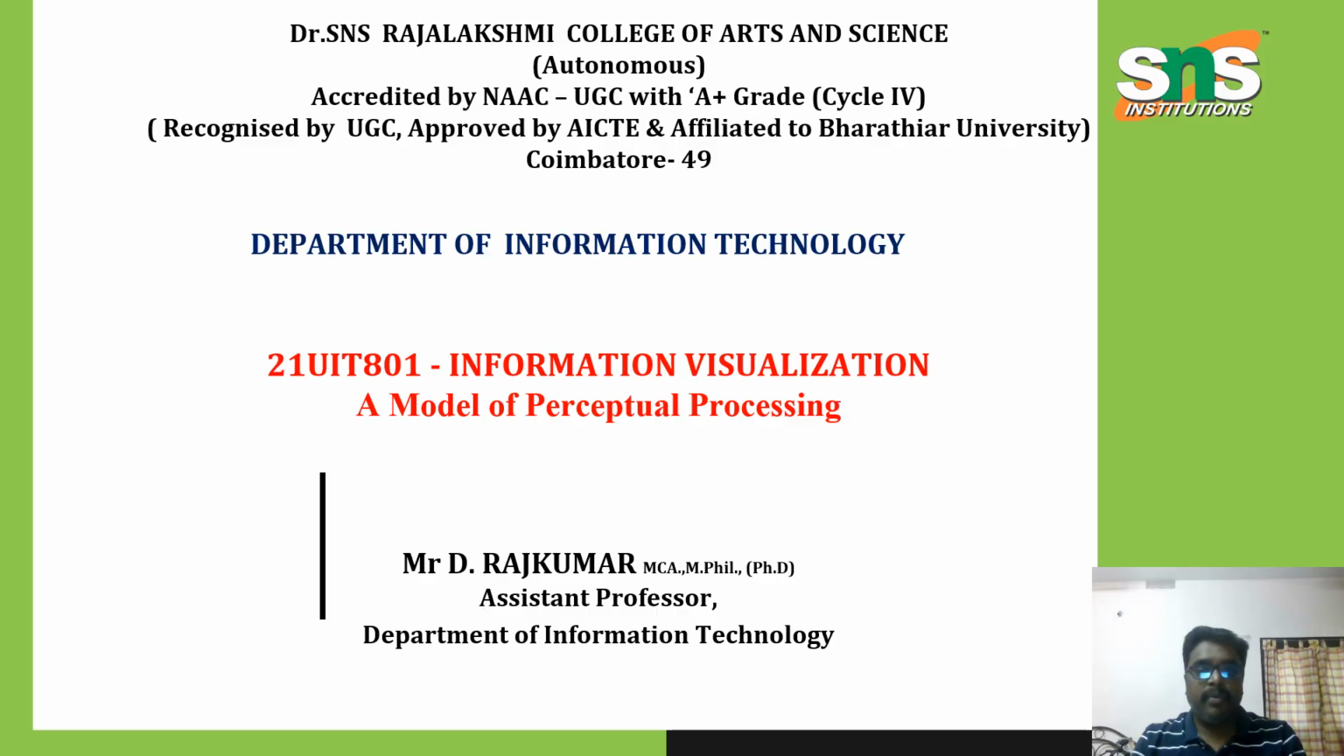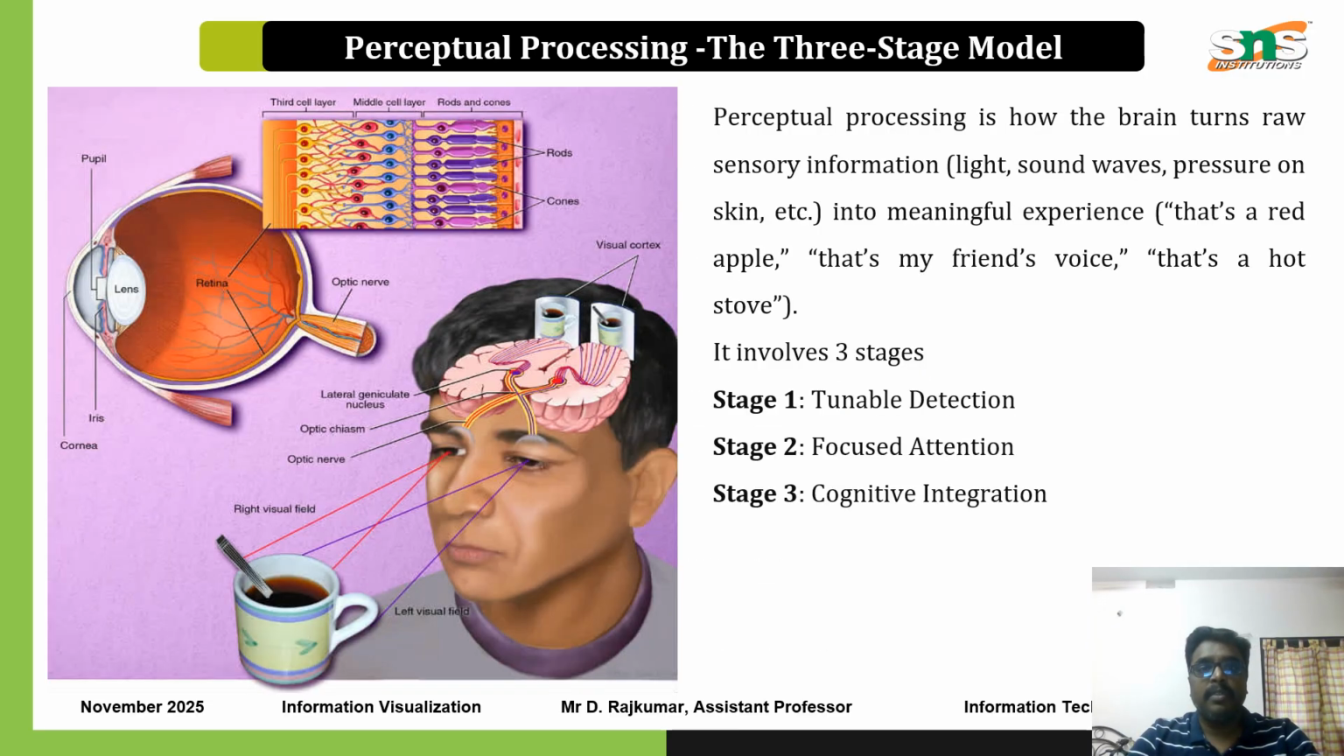So in this lecture we are going to discuss the model of perceptual processing in the subject information visualization. In the previous classes we discussed the introduction to information visualization, and the costs and benefits of visualization. Today we are going to discuss one of the very important processes: what the human eye and brain actually do in the visualization process. We call this perceptual processing.